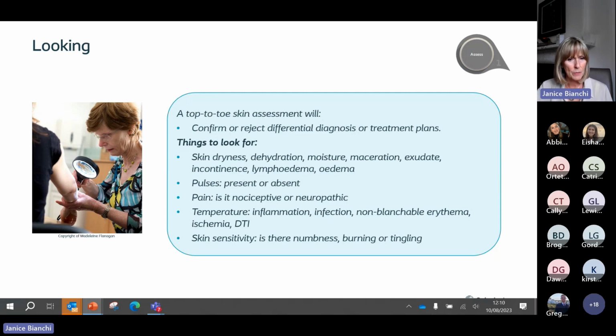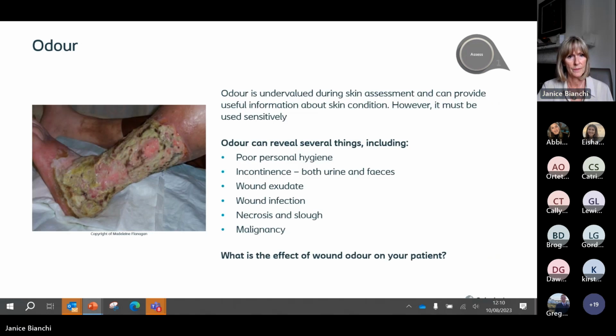And then temperature, particularly round about the wound area. Is it inflammation or infection? Is it on a pressure point? Is there non-blanching erythema? Is there ischaemia? Or is there deep tissue injury? All of these things we need to consider. And then, is there skin sensitivity, numbness, burning, or tingling, particularly in the feet? And here we're thinking about peripheral neuropathy.